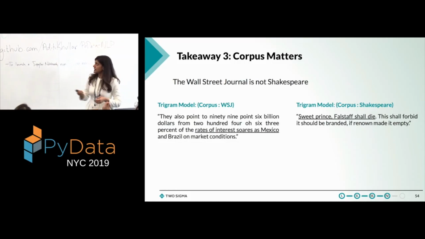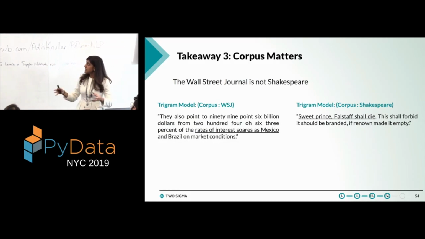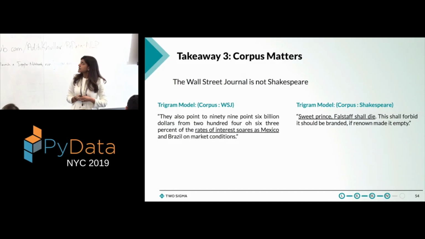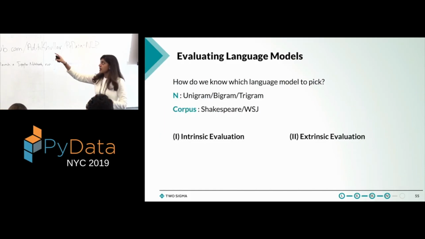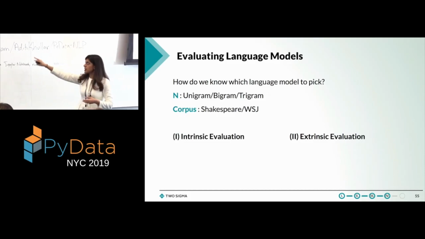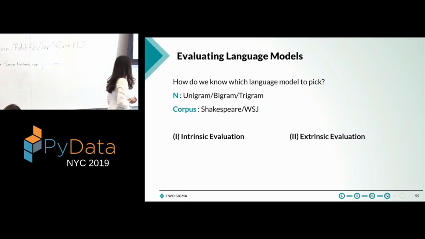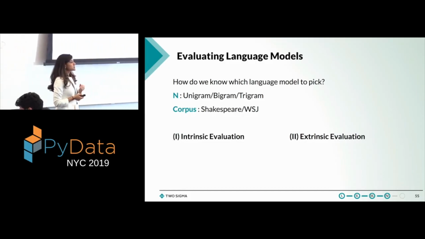With Shakespeare, this was the previous example, just here for the comparison. Takeaway number 3 is essentially that corpus matters. What you learn your language model on matters. Now, yes, you have learned your language model, and you have n to choose from, you have the corpus to choose from. How do you evaluate a language model as good? That really depends on how you define what best is for your application.